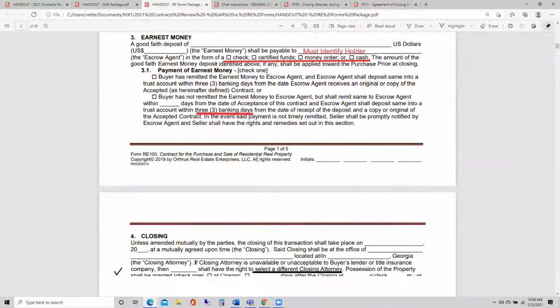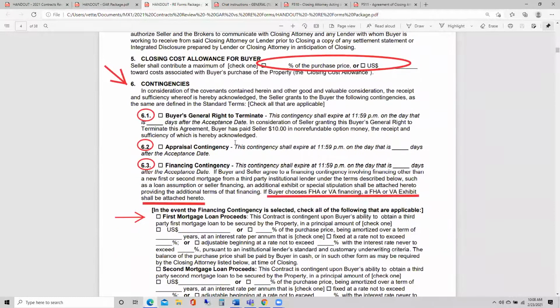In the RE forms, where it talks about the buyer's right to terminate, is the exact same thing as the due diligence period. There is just information, fill in the blank, about the time frame. There's no negotiation of additional option money within the pre-printed verbiage itself. Obviously, you could write that in as a special stipulation.